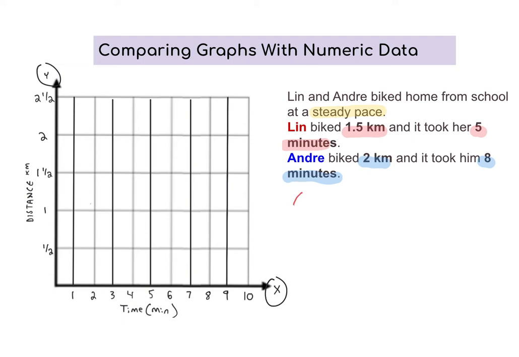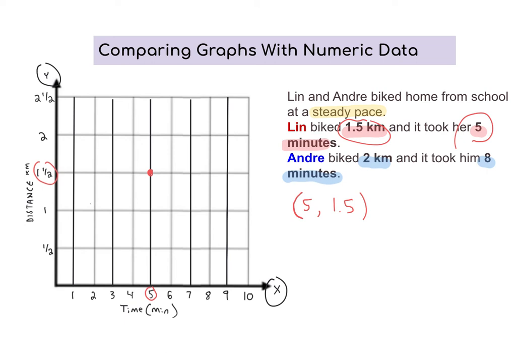So Lynn's x, or Lynn's time, is 5 minutes. So I'm going to put a 5 for her x. And Lynn's y, or Lynn's distance, is 1.5 kilometers. So her y is going to be 1.5. And I can go ahead and plot that exactly how it is. So I'm going to find where my x is 5 and my y is 1.5, and I'm going to put a point there. I'm going to do the same thing for Andre now.